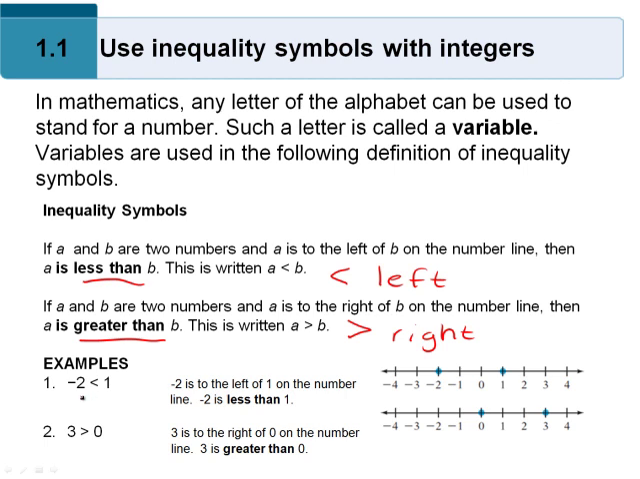Look at these two examples. We have -2 and 1. Well, if you look at the number line, -2 is to the left of 1, so -2 is less than 1. And then on the second one, we have 3 and 0. 3 is to the right of 0, so 3 is greater than 0.